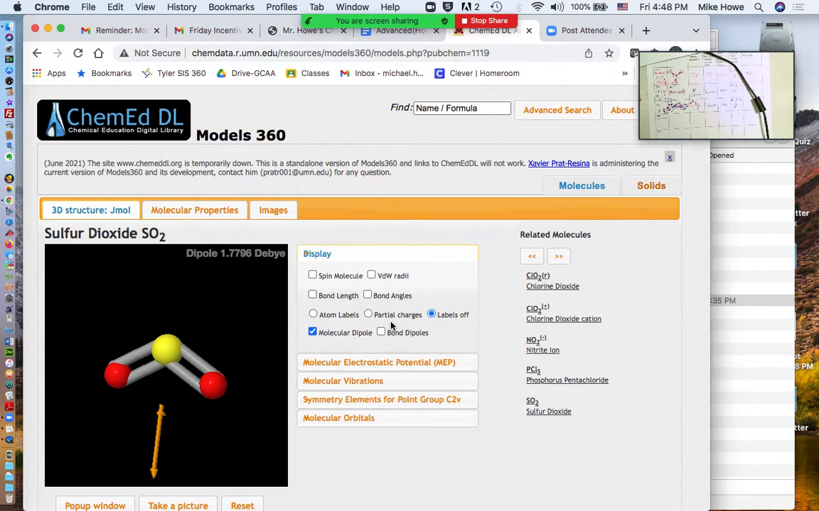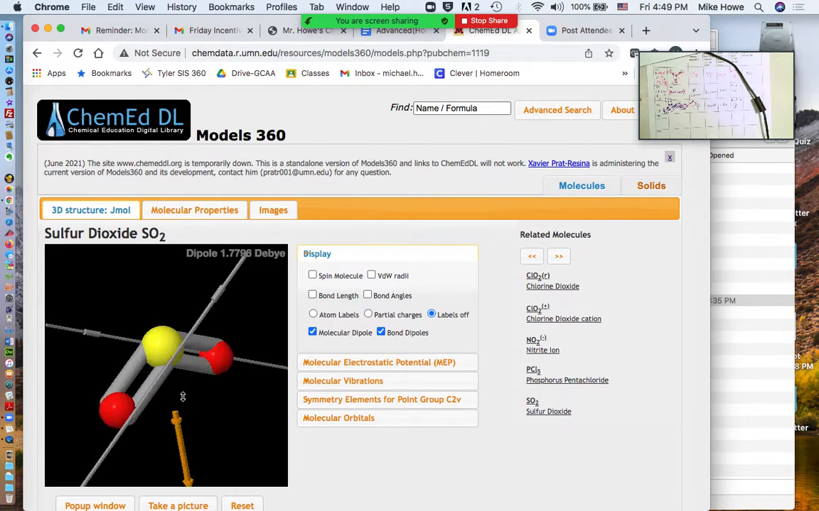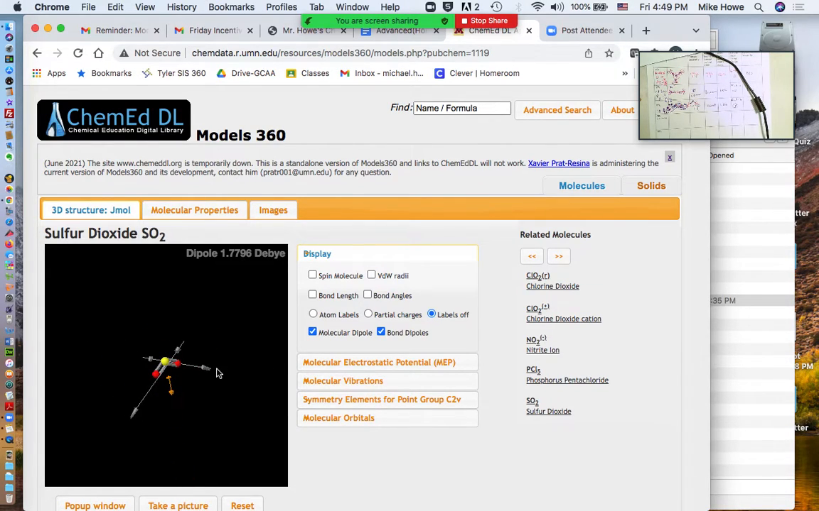What this results from are these 2 bond dipoles. If you click on them, you can see they go out in this direction and in that direction. So what's called the resultant vector in physics is in this direction.